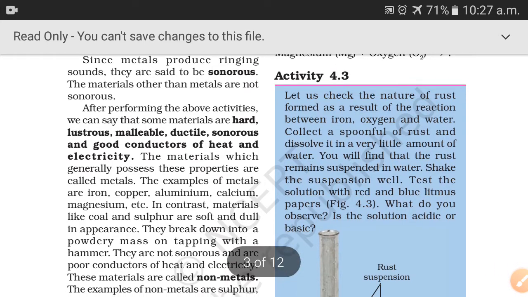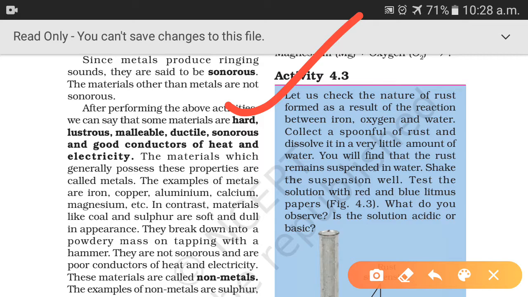So let us check. See this activity 4.3. Let us check the nature of rust formed as the result of the reaction between iron, oxygen and water. Collect a spoonful of rust and dissolve it in a very little amount of water. You will find that rust remains suspended in water. Now shake the suspension well and test the solution with red and blue litmus papers. What do you observe? Is the solution acidic or basic?